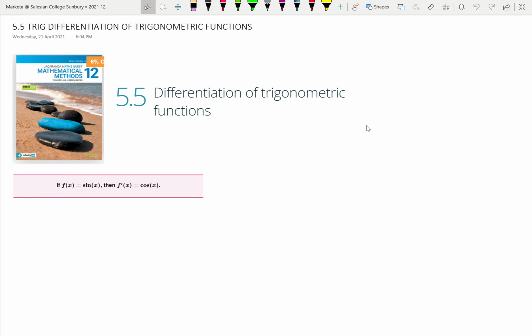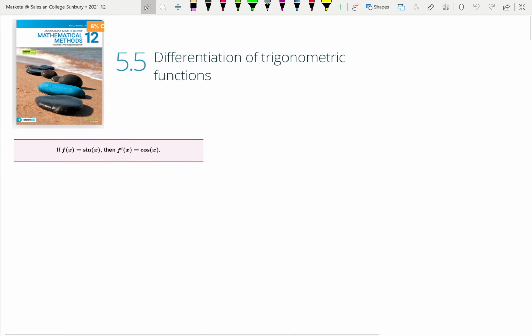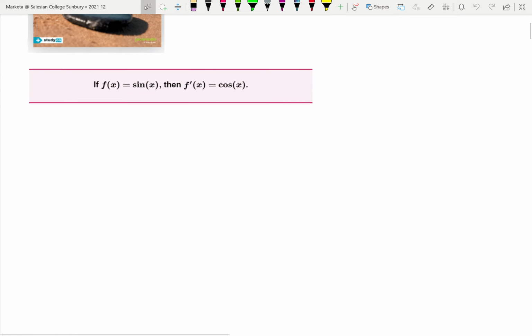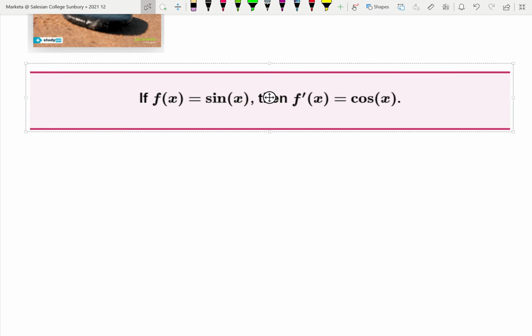Hi everyone, today I'm going to be doing the worked examples from exercise 5.4, which is differentiation of trig functions. So I thought first I would talk about why sine and cos derive as they do. Let's first look at when f of x is sine x. I'll just make that a little bit bigger and let's draw a picture of a sine graph.